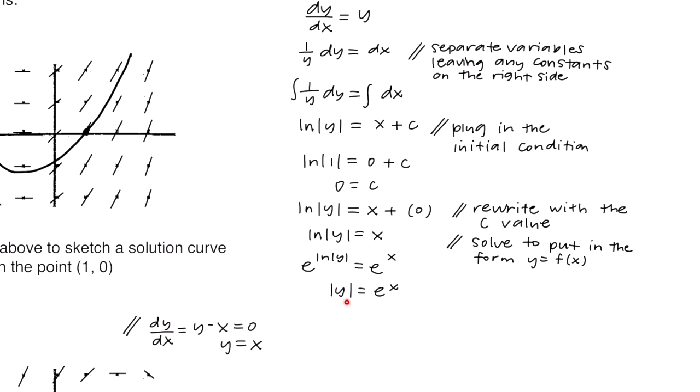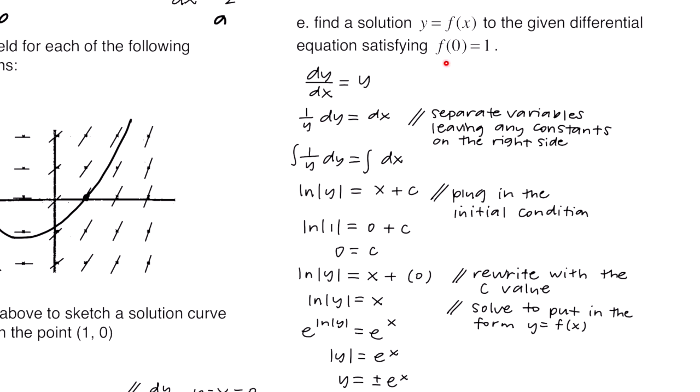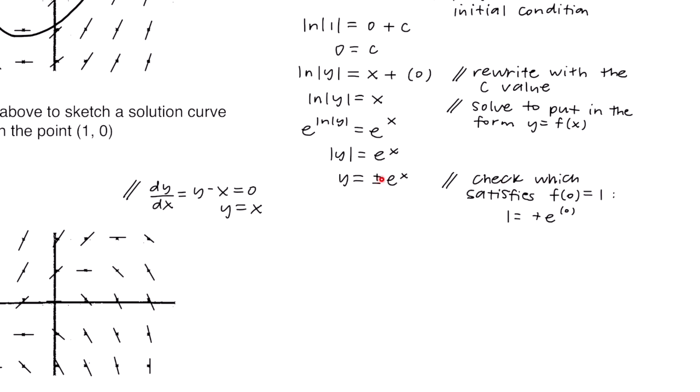Next, to take the y out of the absolute value, what you do is you bring in a plus or minus on the right side of the equation. So we get y equals plus or minus e to the x. And then finally, we just need to decide if the equation is supposed to be y equals positive e to the x or y equals negative e to the x. And to do so, you're checking the initial condition of f of 0 equals 1. So because this f of 0 is equal to a positive 1, that means we need to use the positive option. So again, you want to check which one of these satisfies the initial condition f of 0 equals 1.